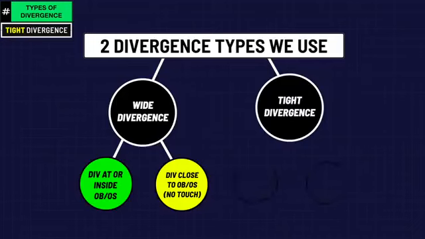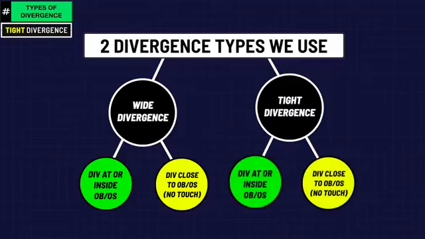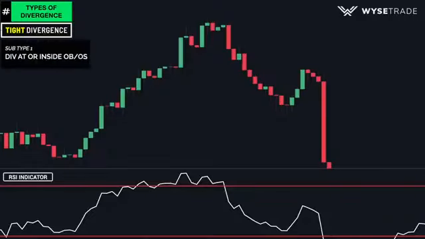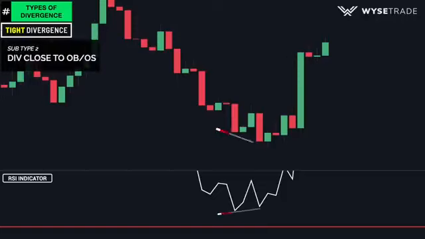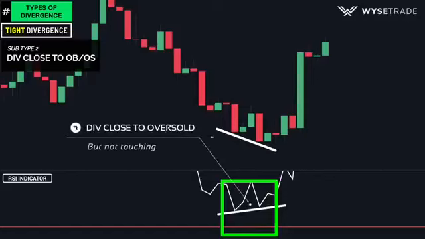So again, we have the two subtypes of tight divergence, which is 1, when the divergence occurs at or inside of the overbought or oversold region. This is clearly occurring in the region. Or 2, when the divergence occurs close to the overbought or oversold region. Notice how it's close, but not touching.